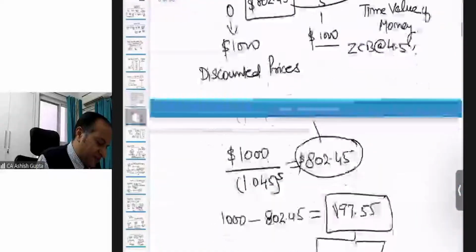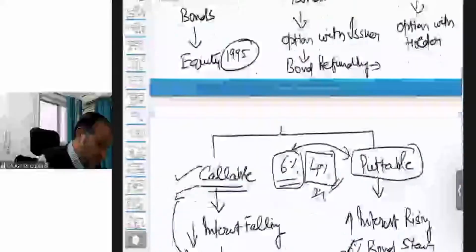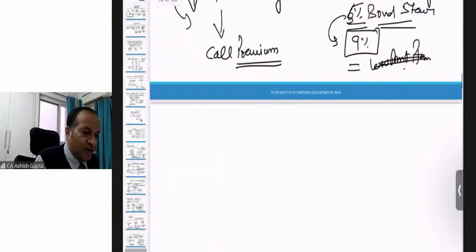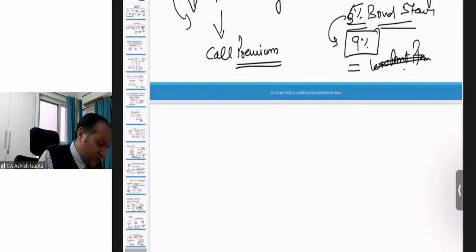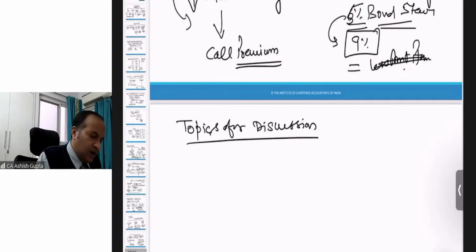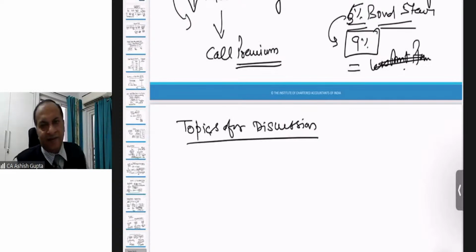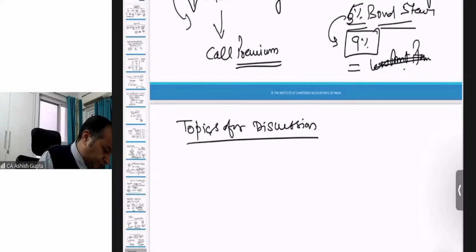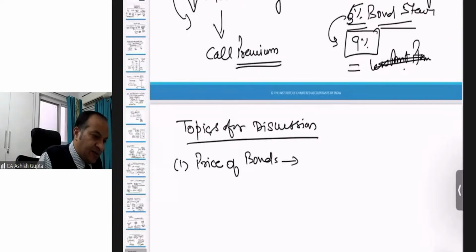I have discussed the basics about bonds because before doing the numericals, it is always better you should understand the nitty-gritties of any financial instrument. Now, what are the topics for discussion in our remaining session, and our syllabus also? First of all, the price of bonds. This will be our basis. We can say this forms the basis of valuation.